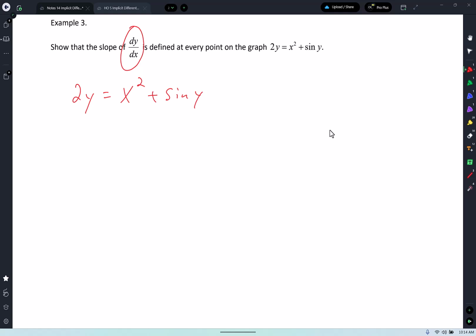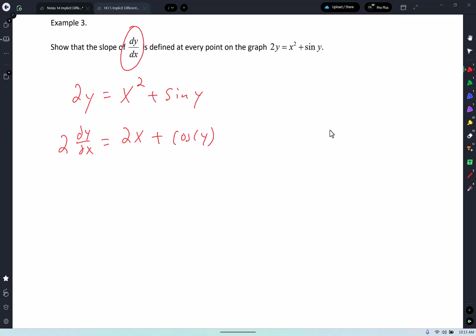What's the derivative of 2y? 2 dy/dx. It wasn't an x. So 2 and then dy/dx because it wasn't an x. Does that make sense to you guys? Yeah, I'm taking the derivative of y with respect to x. So 2 dy/dx. What's the derivative of y? y prime. What is y prime? dy/dx. So it doesn't matter how you look at it. It's all the same. Equals, what's the derivative of x squared? 2x. Plus, what's the derivative of sine y?